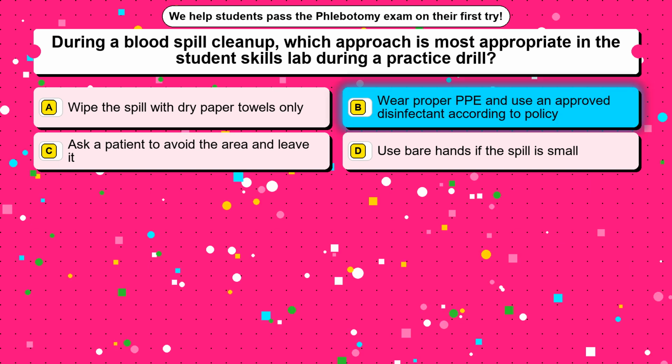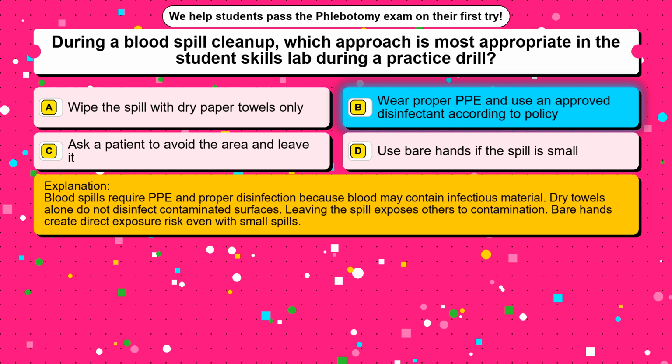The correct answer is option B. Wear proper PPE and use an approved disinfectant according to policy. Blood spills require PPE and proper disinfection because blood may contain infectious material. Dry towels alone do not disinfect contaminated surfaces. Leaving the spill exposes others to contamination. Bare hands create direct exposure risk even with small spills.